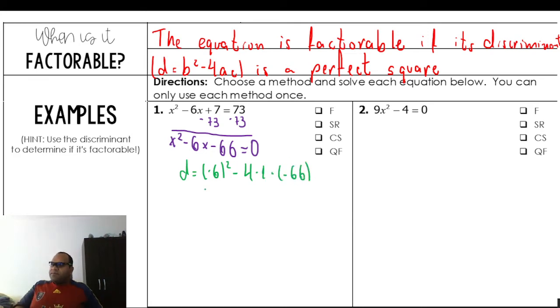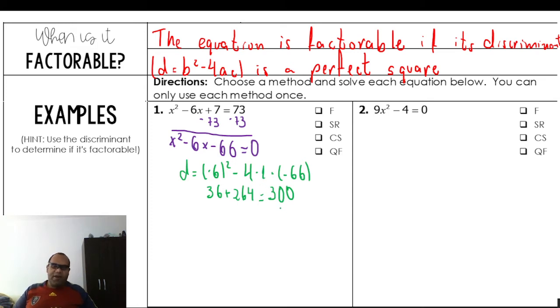Great. Negative 6 squared is 36. Plus, because negative times negative is positive, 4 times 1 is 4, then 4 times 66. 6 times 4 is 24, carry 2. 6 times 4 is 24, plus 2 is 26, so 264. Great. 36 plus 264 equals 300. Is 300 a perfect square?